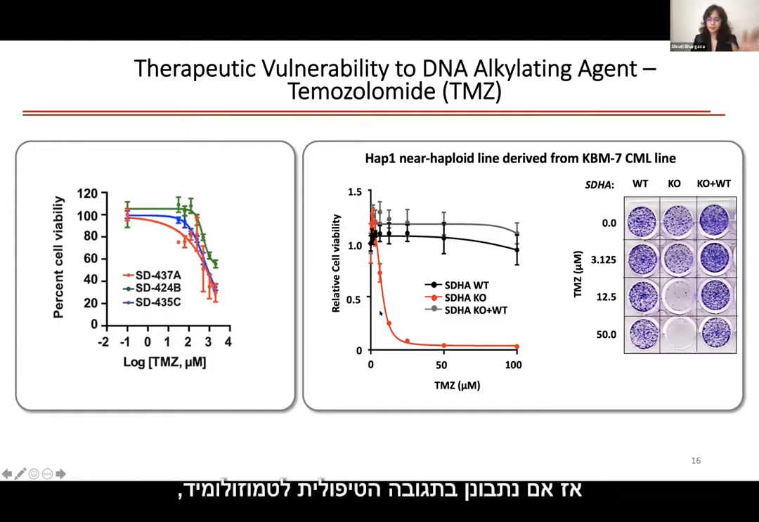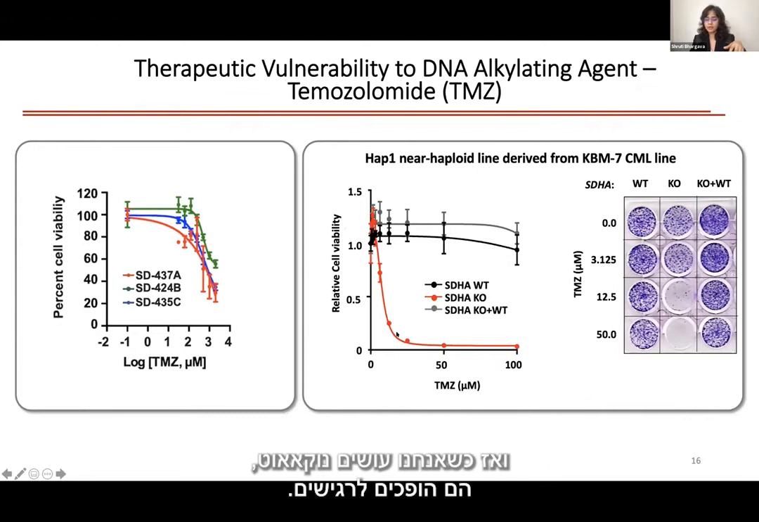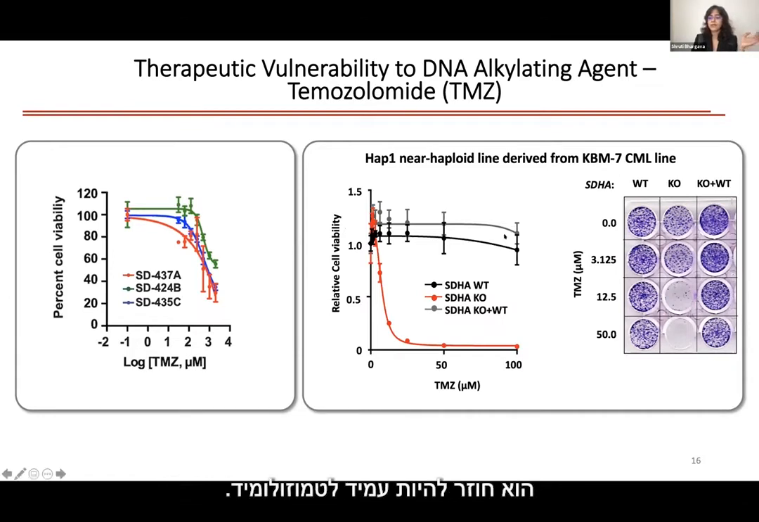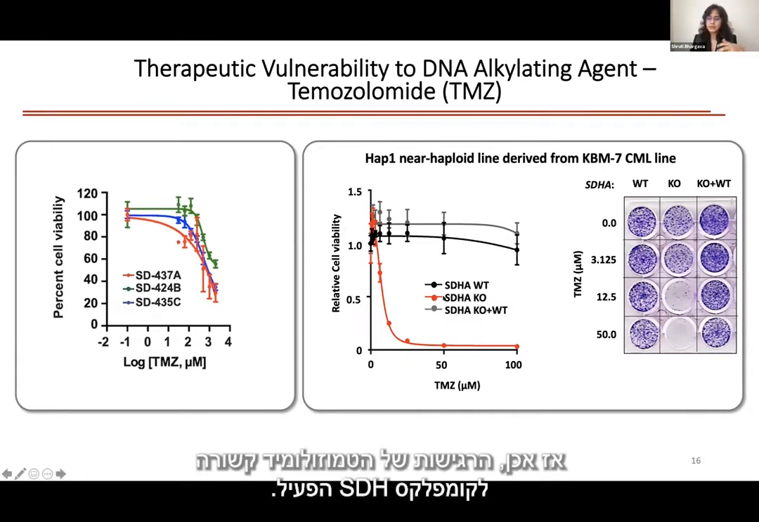If you see the therapeutic response to temozolomide, the wild type cells are mostly refractory to temozolomide. Then when we do a knockout, they become sensitive. But when we place the gene back again and the complex is functional, it again becomes refractory to temozolomide. So indeed, the temozolomide sensitivity is associated with the functional SDH complex.